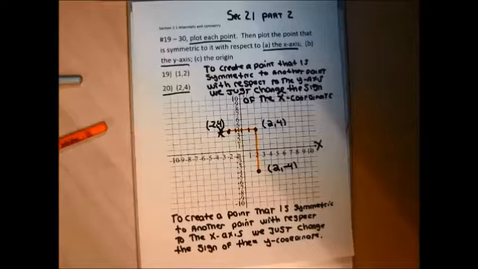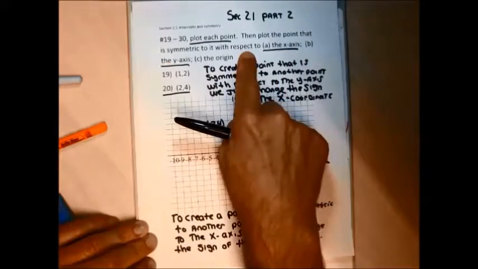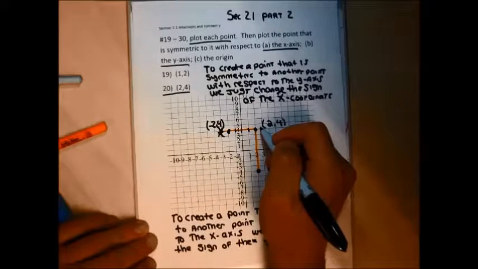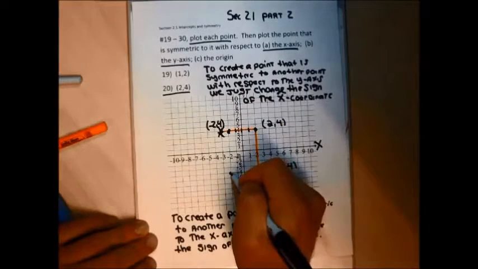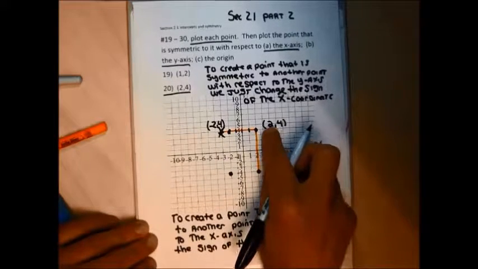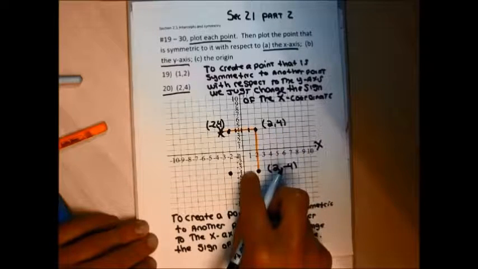Part C, I'm not as visually gifted doing the next kind of symmetry. Part C says, then plot the point that is symmetric with respect to the origin. To get the point that's symmetric with respect to the origin, you change both the x and the y coordinate. So the x coordinate of 2 I'm going to change to -2. The y coordinate of 4 I'm going to change to the point -4.